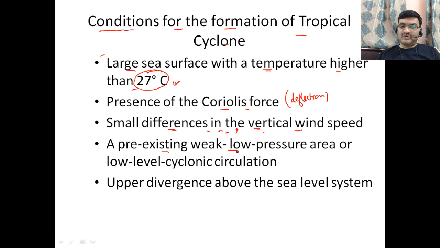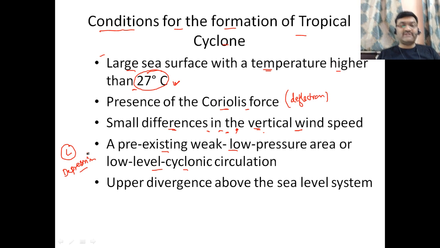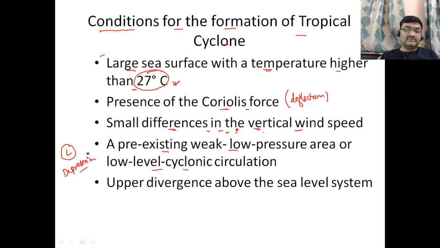A pre-existing weak low pressure area or low level cyclonic circulation means what? There should be already existing low pressure, sometimes referred to as a depression. You must have heard that when they give the weather forecast, they say there is a depression formed in the Bay of Bengal, right? So what is this depression? It is a condition required for the formation of the tropical cyclone. And there should be upper divergence, meaning the air rising should diverge. So these are the basic conditions.